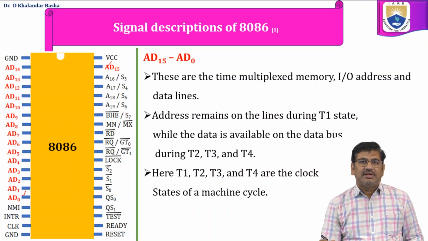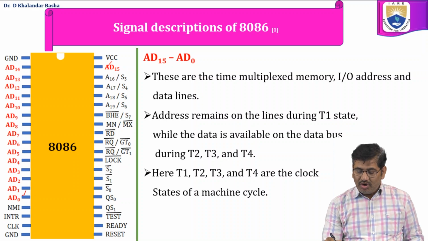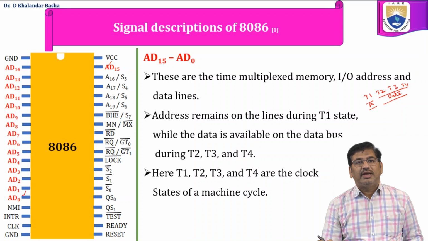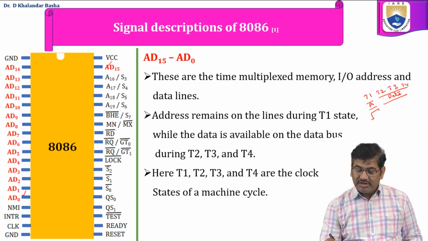The address remains on the lines during the T1 state, while the data is available on the data bus during T2, T3 and T4 clock pulses, where the T1, T2, T3, T4 clock pulses are considered as one machine cycle. So out of these 4 clock pulses, during the T1 period we are going to have address information. In the rest of the portion we are going to have data information. For differentiating whether it is address information or data information, we have one more signal that we will see in detail later. That signal is the ALE signal.